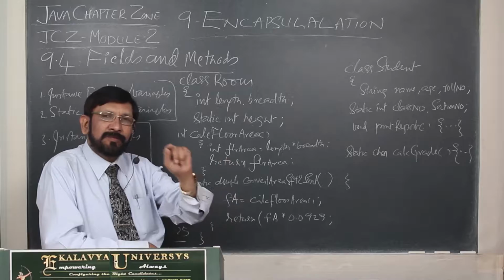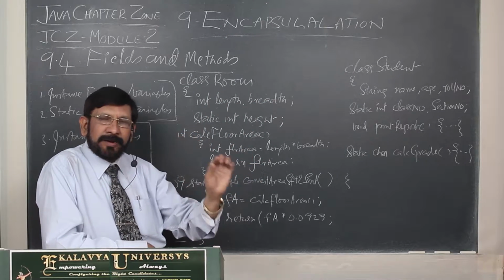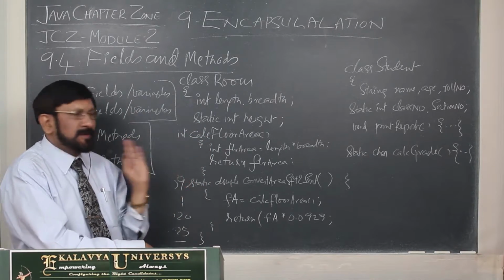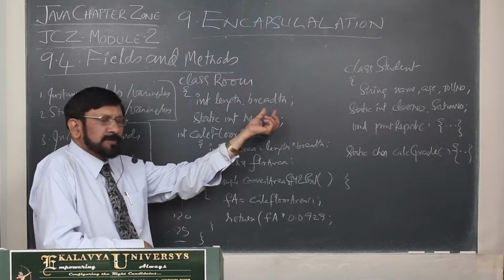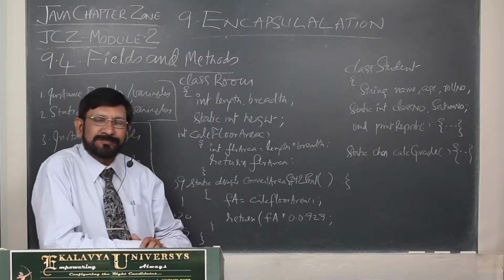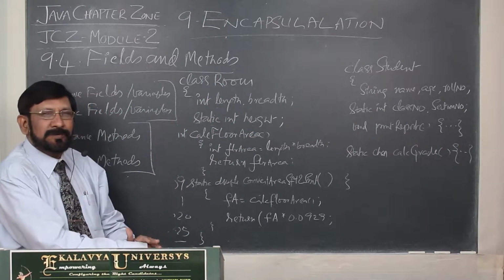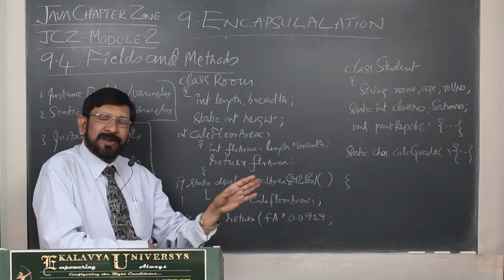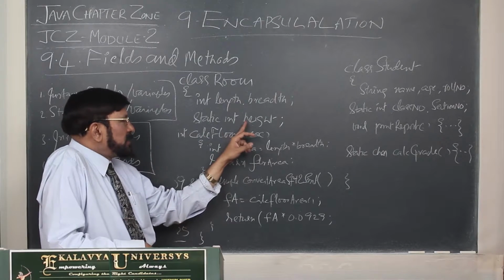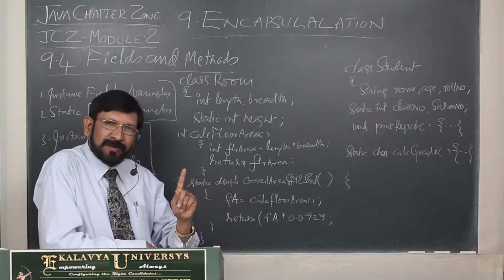Drawing room dot length, drawing room dot breadth are different; study room dot length, study room dot breadth are different; kitchen room dot length, kitchen room dot breadth are different. That's why we defined them as instance. And static means belonging to the class, not belonging to the object. So one field is enough, one variable is enough, it belongs to the class. That's how we represent room dot height, one field is enough.